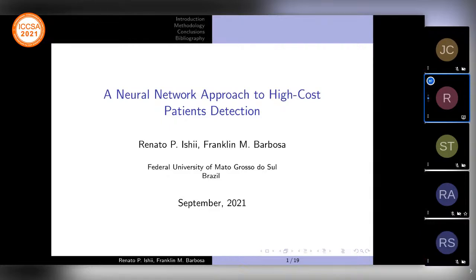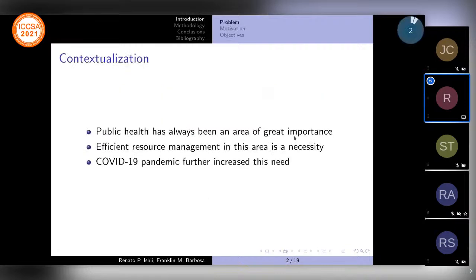Good afternoon, guys. My name is Renato Ishii. I will present the paper entitled Neural Network Approach to High-Cost Patients Detection. This presentation is about healthcare. Healthcare is one of the largest components of the global economy. According to the World Bank in 2014, healthcare expenditures accounted for 9.95% of the world total gross domestic product. Additionally, per capita health expenditure has increased during the last decades.